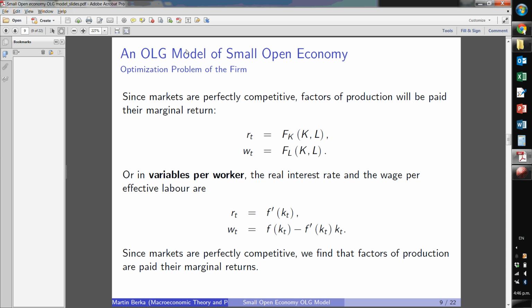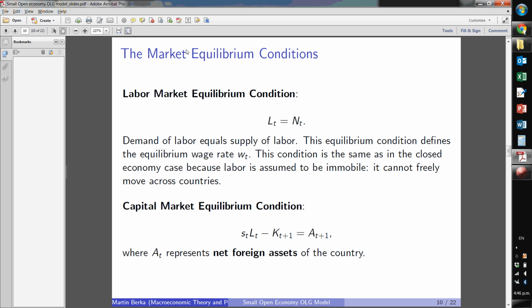And as we have assumed that the markets are perfectly competitive, we find that these conditions are basically saying that each factor is paid its marginal return. So the wage is equal to the marginal product of labor, and the interest rate, which is the remuneration to capital owners, is equal to the marginal product of capital. The labor market condition here is extremely simple. So L equals N at every period of time, and that's simply by assumption that only the young generation works.